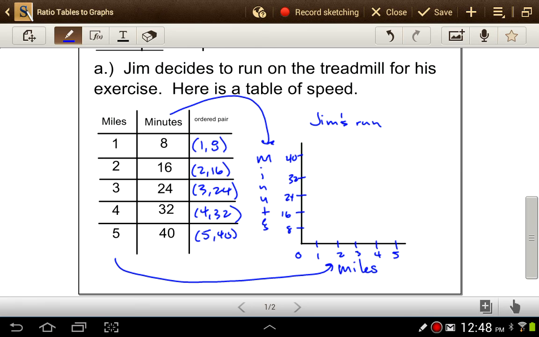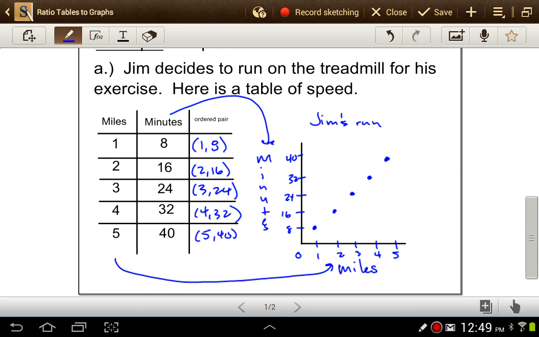Now that I've labeled everything and set up my parts, I can plot them. I'm going to go to 1 mile, 8 minutes: 1, 8. 2 miles, 16 minutes. 3 miles, 24 minutes. 4 miles, 32 minutes. 5 miles, 40 minutes. Notice that I get a straight line there. I'm not going to connect my dots right now, but it should be a straight line. I could take a ruler and connect them all. If they aren't in a line, then you might have made a mistake. Since you're doing freehand, it might be off a little bit, but they need to be in a straight line. And that is how you plot the points.